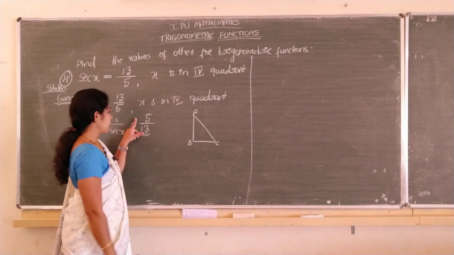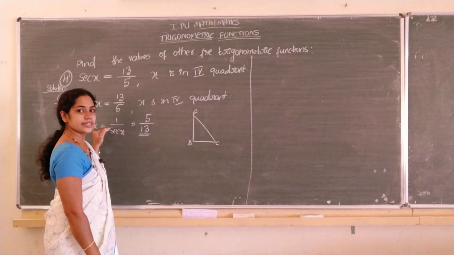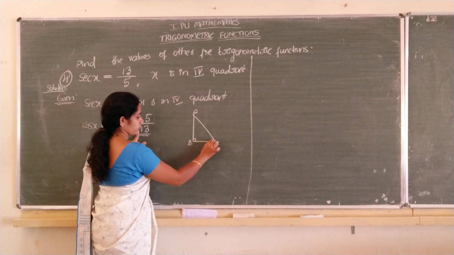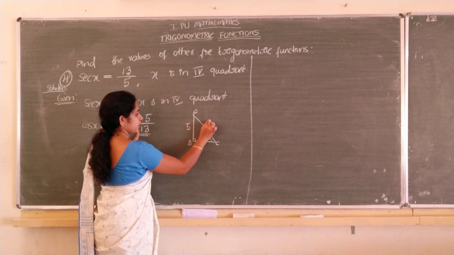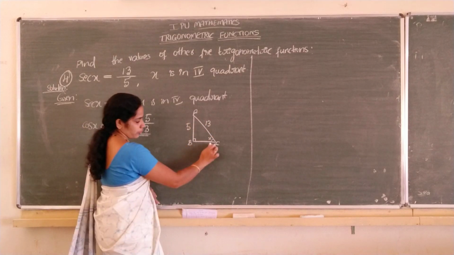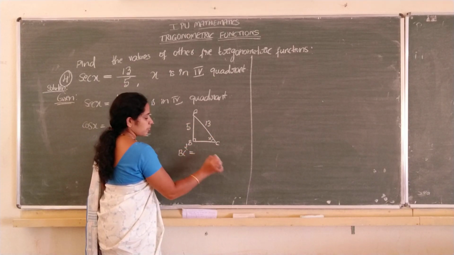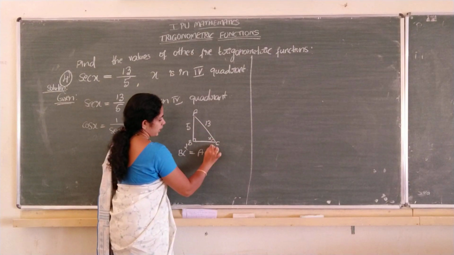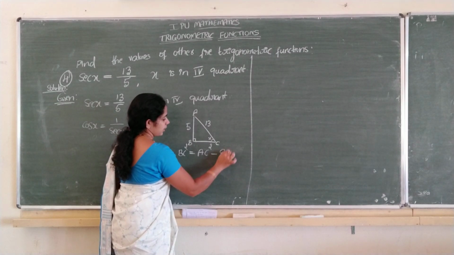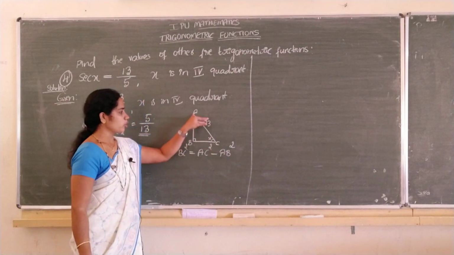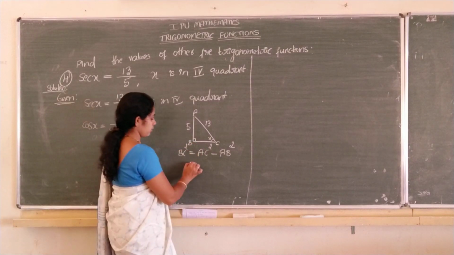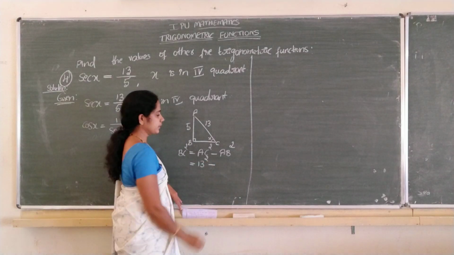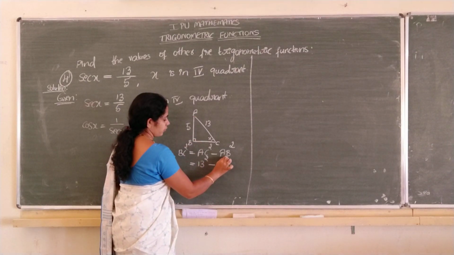A, B, C. How can we define cos x? Cos x can be written as opposite by hypotenuse. Here, opposite by hypotenuse. We have to find out the adjacent side. BC square equals AC square minus AB square. AC is the hypotenuse. What is AC square? 13 square minus AB square, 5 square.